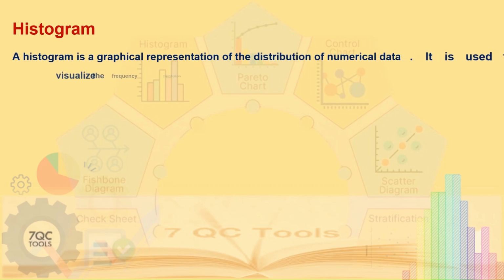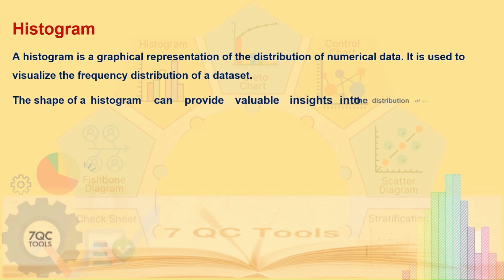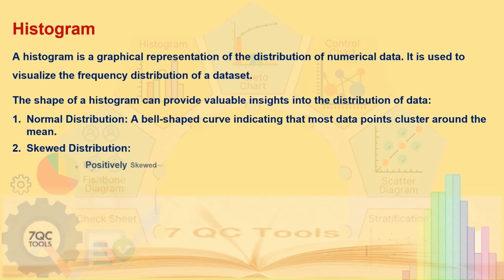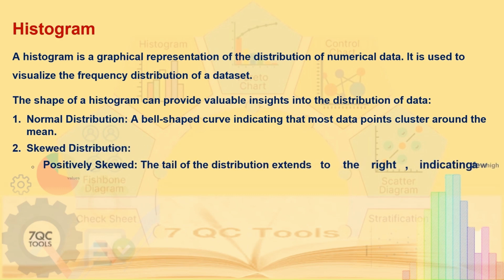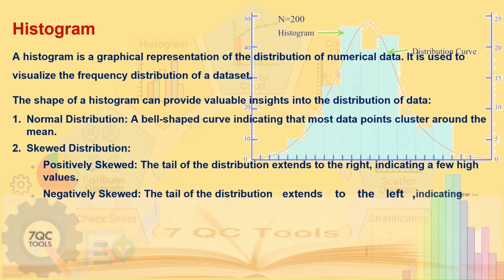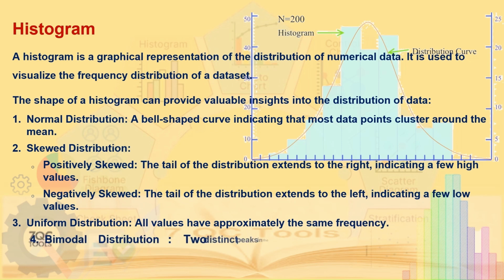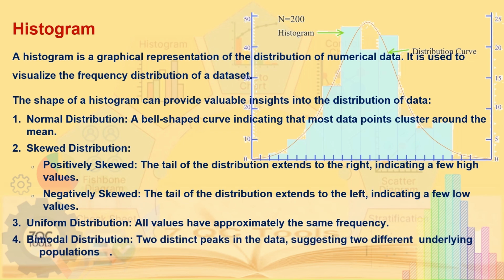The shape of the distribution provides vital information about the type of distribution such as normal, skewed, either positive or negative, uniform or bimodal. Normal is a bell-shaped, most desired distribution around the mean. Skewed distribution either extends towards the right, that is positive, or towards the left, that is negative. All values having almost the same frequency indicates uniform distribution. If the distribution has two peaks, it denotes bimodal distribution.